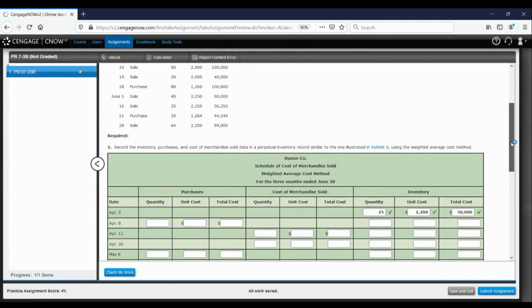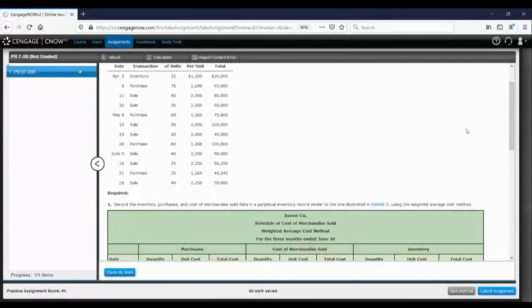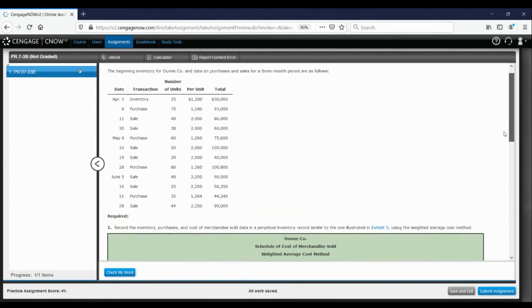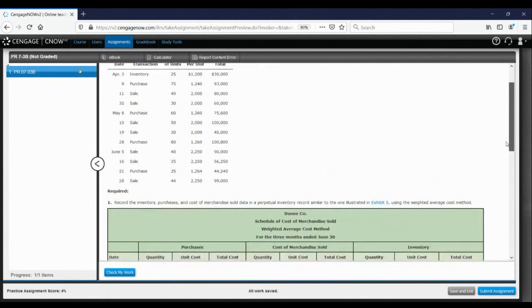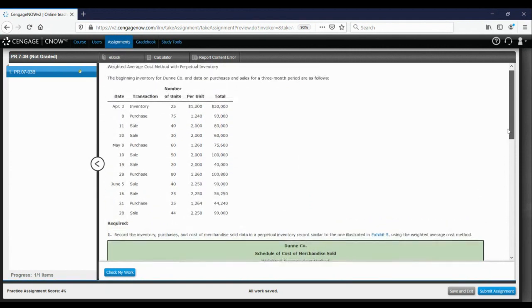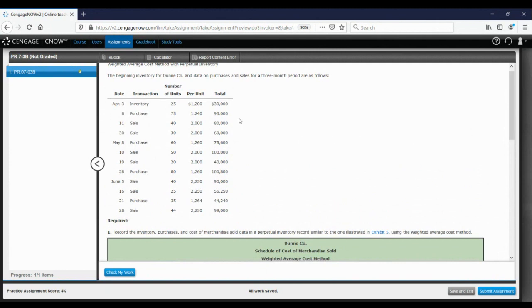Now, on the April 8th transaction, what is happening here is we are purchasing some additional units of inventory. Remember, the inventory that we are using here is identical in nature, and so it doesn't have any unusual distinguishing characteristics about it. It's the same inventory that we're buying over and over again. And so the only thing that's happening here is that the purchase price of the inventory has gone up from when you previously recorded the inventory at $1,200.